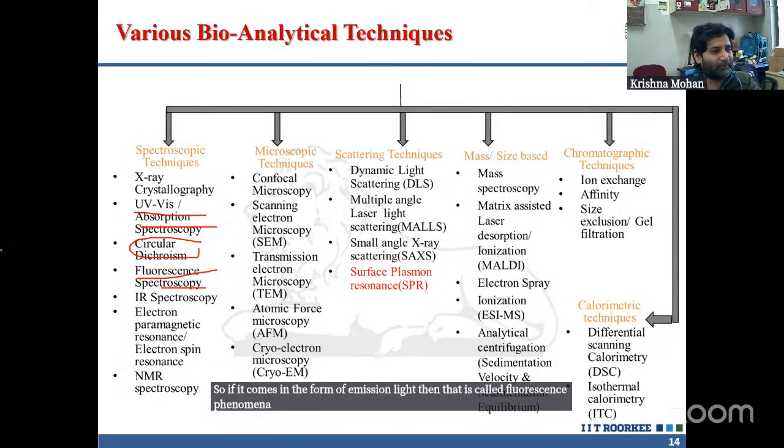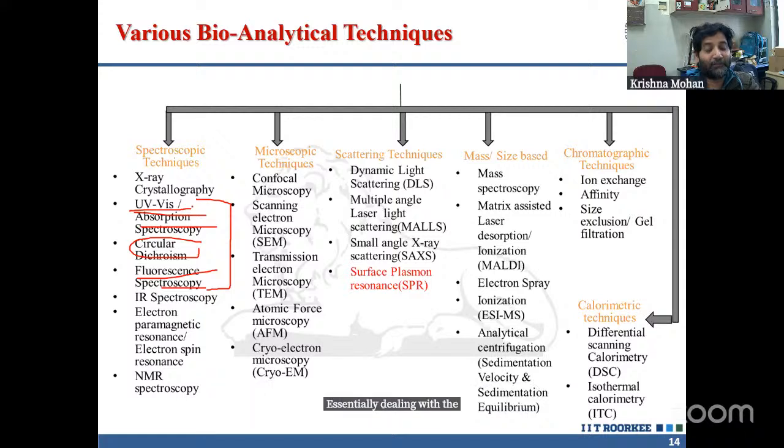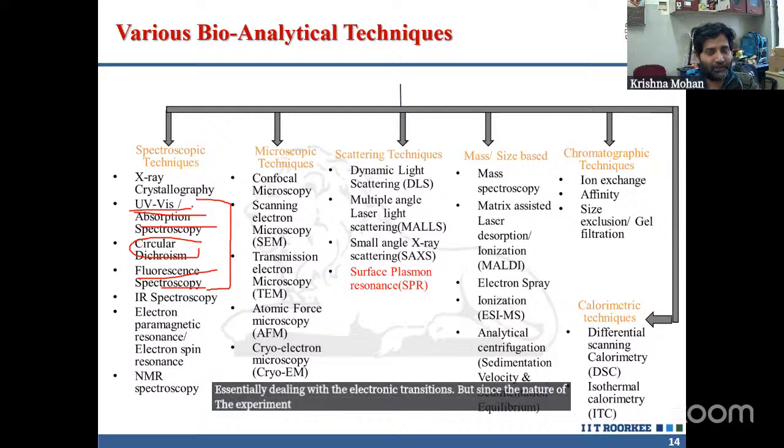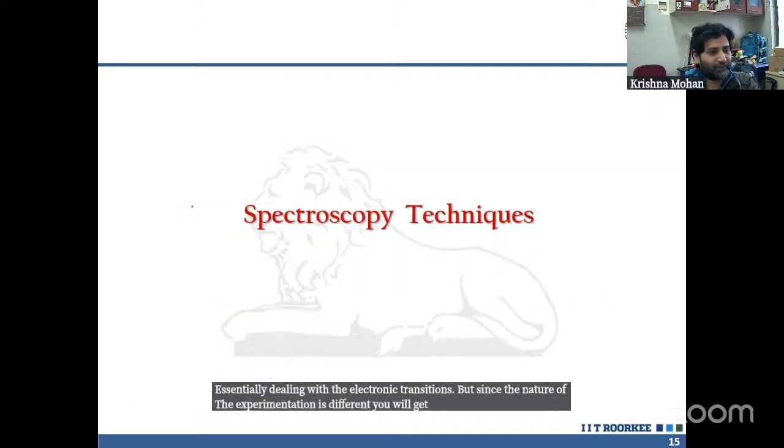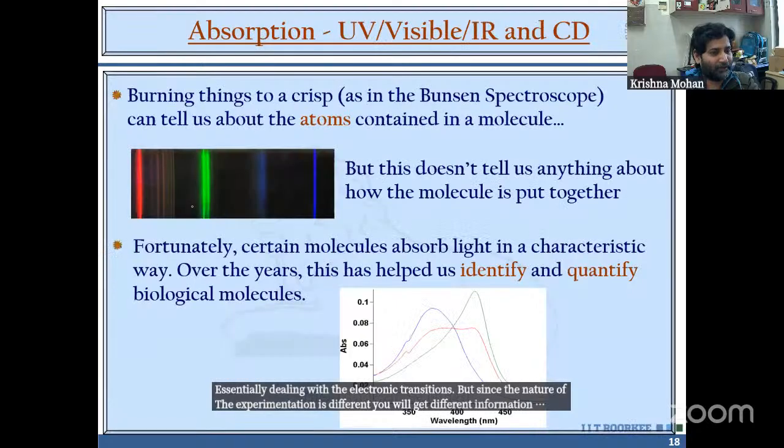So if you take UV, circular dichroism and fluorescence spectroscopy, all three techniques are essentially in the UV visible region, and all three are essentially dealing with electronic transitions. But since the nature of the experimentation is different, you will get different information among these. Now this is a simple absorption spectroscopy. Why do people use absorption spectroscopy for biomolecules?